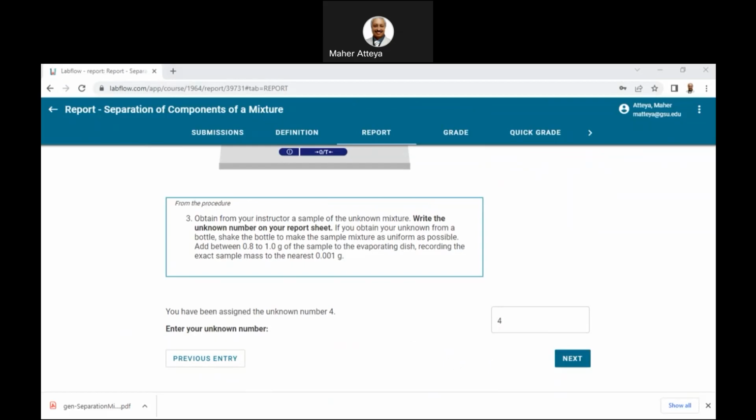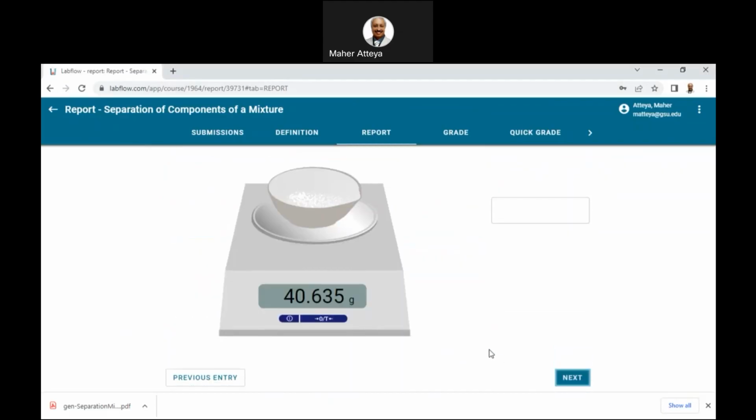Next, we are clicking. So this is the crucible with the sample itself, 40.635. Next. Clicking next, we have to take a snapshot of this, enter the now new.